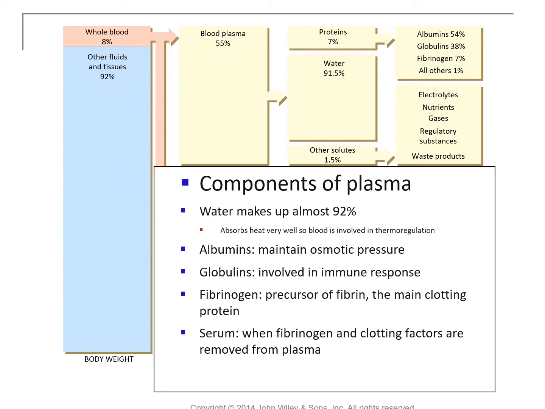Globulins are involved in the immune response, and there are several different types of these that are part of the immune response, which we cover in the immune system videos. Fibrinogen is the precursor of fibrin, which is your main clotting protein, and we talked about the clotting cascade earlier this semester in lecture. And you get serum when you remove fibrinogen and clotting factors from blood plasma.